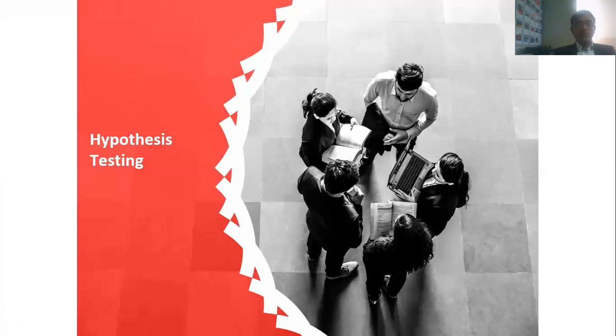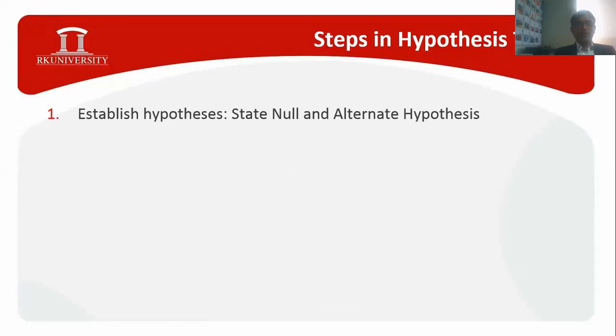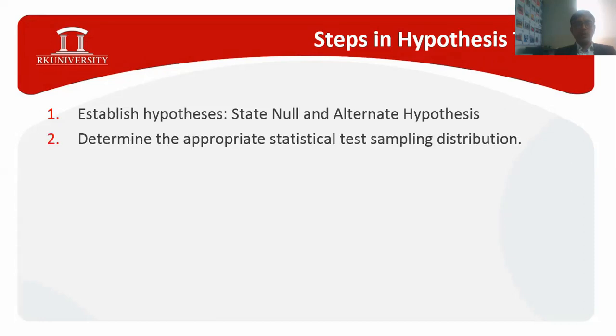So generally, hypothesis testing is a six-step process which starts with establishing a hypothesis. Whenever a researcher has some hypothesis in mind, he needs to reframe it into a statistical hypothesis by stating the null and the alternate hypothesis. Once he is done with the statement of the null and alternate hypothesis, second, he needs to determine the appropriate statistical tool or test according to the sampling distribution.